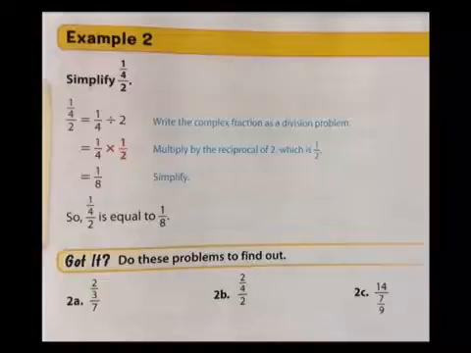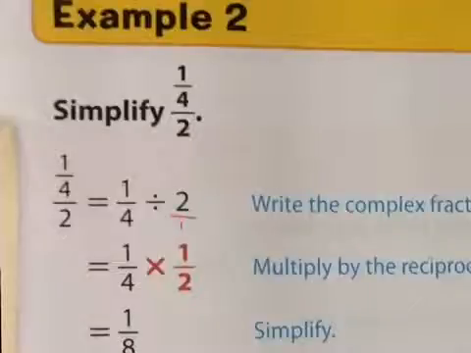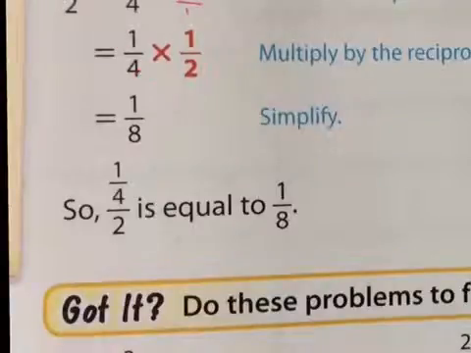For example 2, the numerator is a fraction, and the denominator is an integer. We know that we can still write it as a division, and all integers, all whole numbers, are always over 1. So here this would be over 1. The reciprocal would be the flipped version of that, with the multiplication sign. And once you have that, you multiply straight across. 1 times 1 is 1, and 4 times 2 is 8, and you have 1/8. So 1/4 divided by 2, or 1/4 over 2, is equal to 1/8.